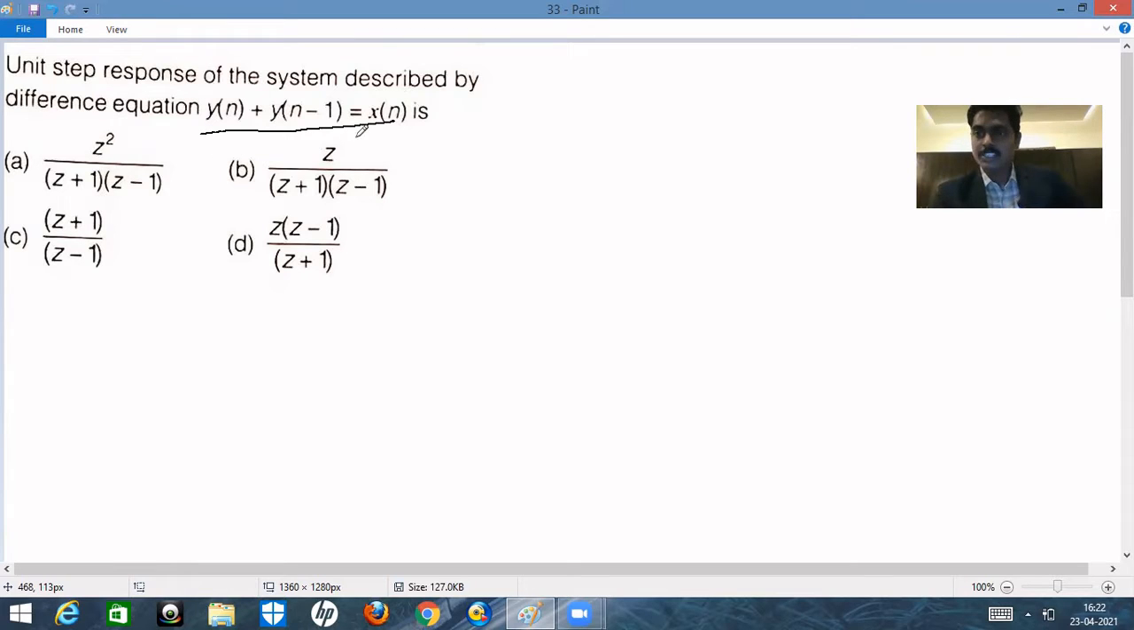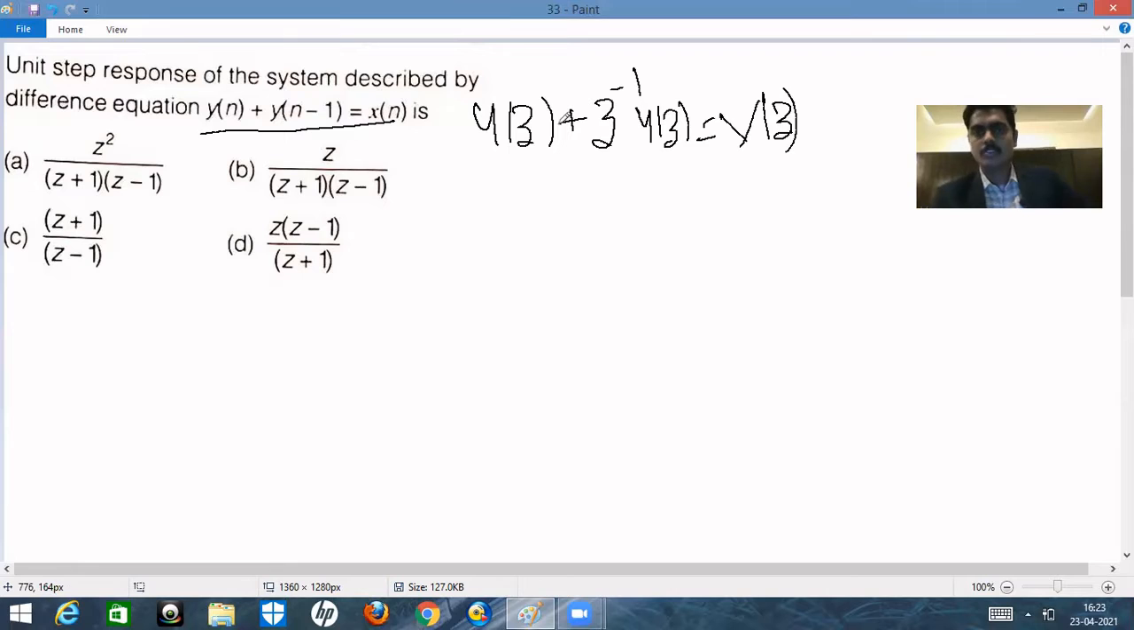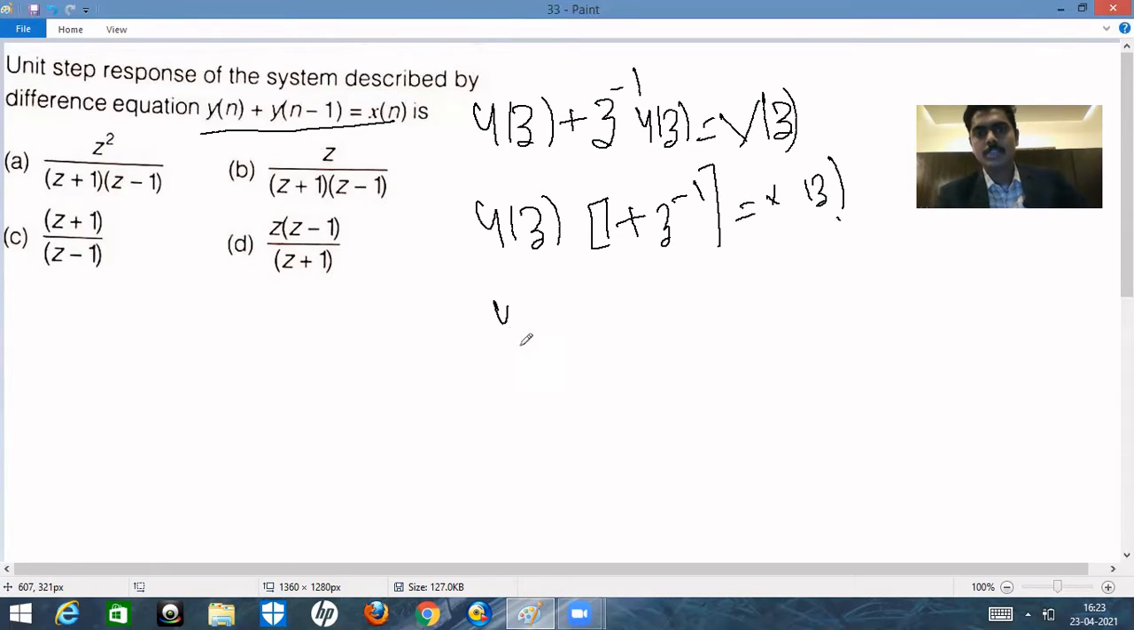So that means if the input is a step, the output is what they are asking, and the output will be in Z transform only. Okay, so they are not asking to find the inverse Z transform, they are just asking to find the Z transform, right? So apply Z transform. Z transform of y of n is Y of z, plus the Z transform of y of n minus 1 is z power minus 1 into Y of z, is equal to the Z transform of x of n, which is X of z simply. Okay, so take Y of z as common. So Y of z into 1 plus z inverse is equal to X of z, isn't it? దీనికి LCM తీసుకోండి, Y of z into z plus 1 upon z is equal to X of z.